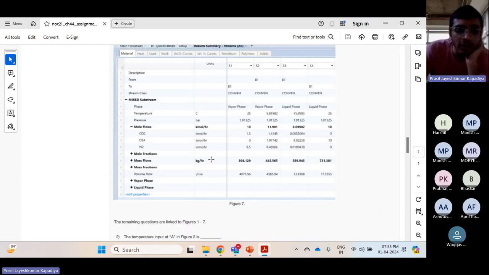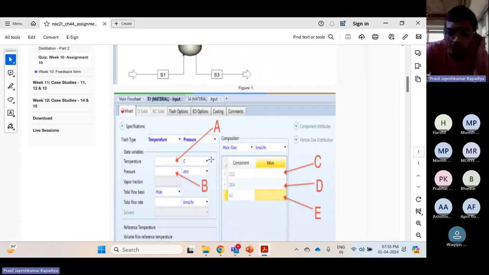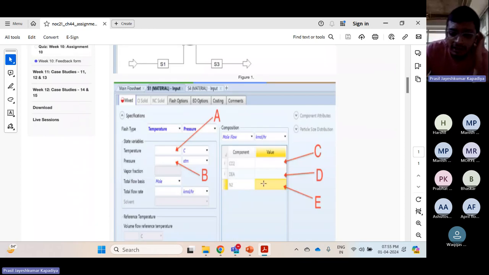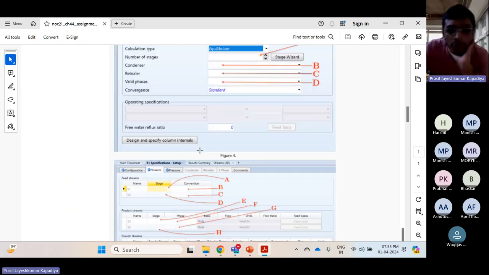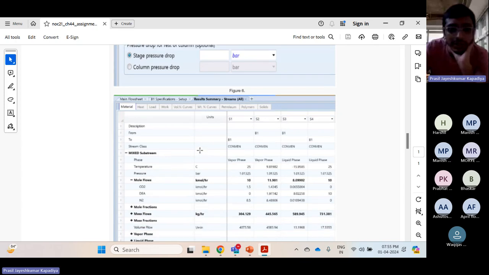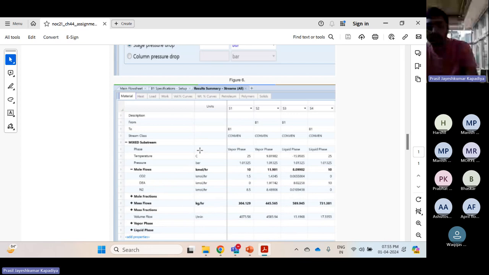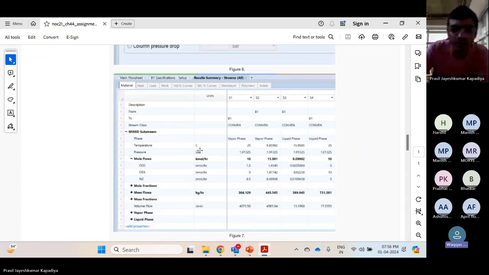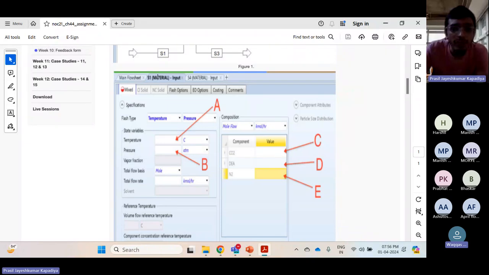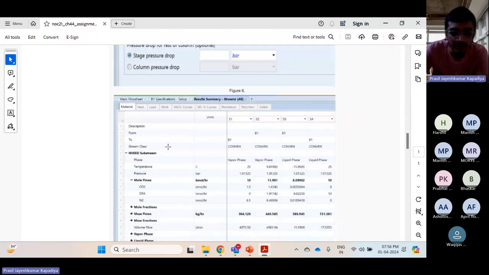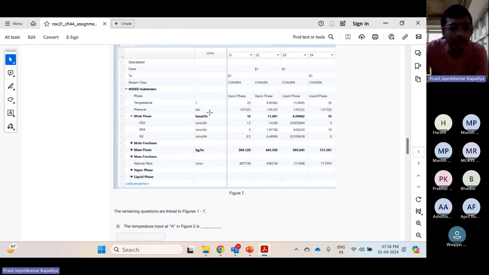The temperature input A in figure 2 is. So where can we check the temperature input? Here it's not given. This is the S1 stream, this is the S2 stream input, and the B1 block input. So what is the temperature of the S1 stream? Where can we see that? Is my screen visible or not? Yes, it is visible. It is 25 degrees. So input A, the temperature in Celsius of the S1 stream, is 25 degrees Celsius. From here you can see that S1's input temperature is 25 degrees Celsius.